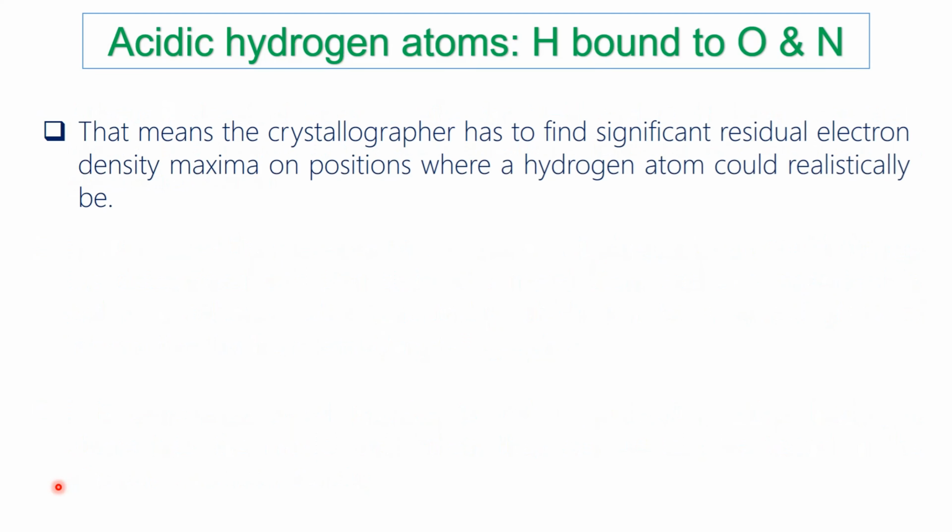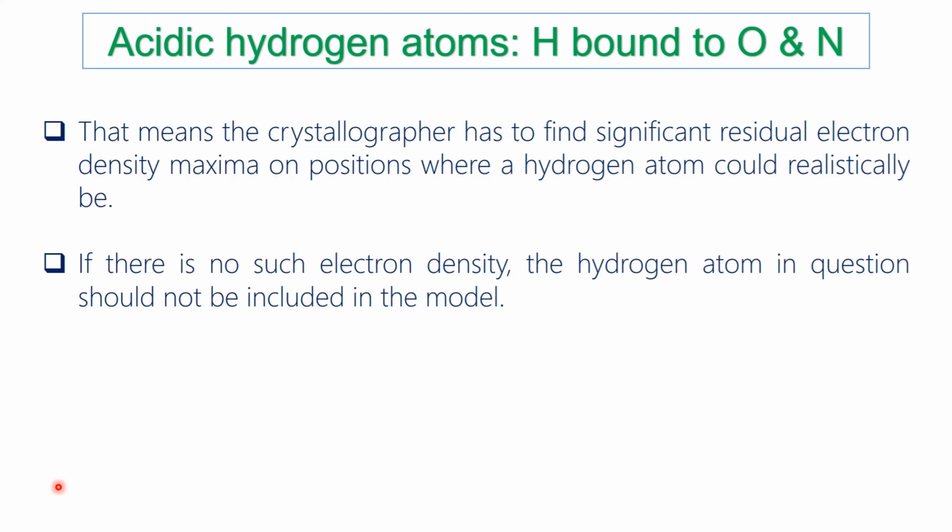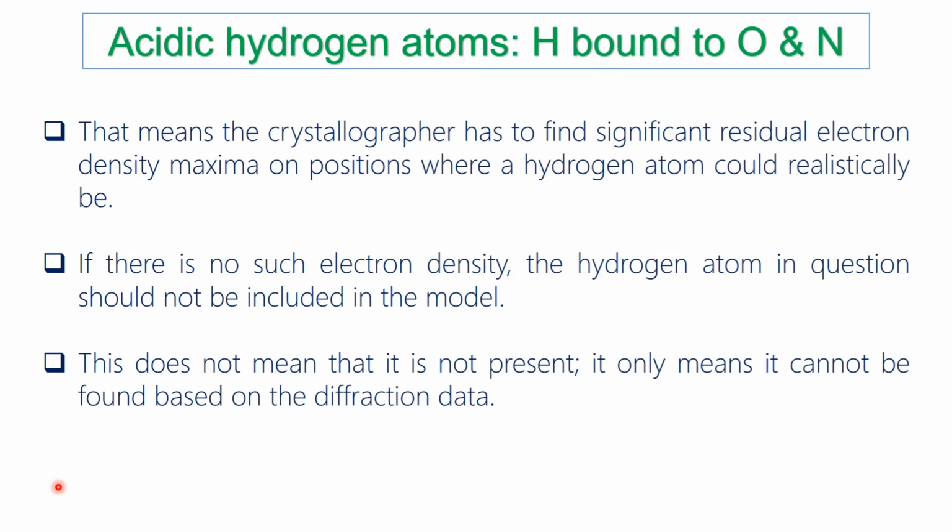That means the crystallographer has to find significant residual electron density maxima on positions where a hydrogen atom could be located. If there is no such electron density, the hydrogen atom in question should not be included in the model. This doesn't mean, however, that it is not present. It may be present. It only means it cannot be found based on the diffraction data.